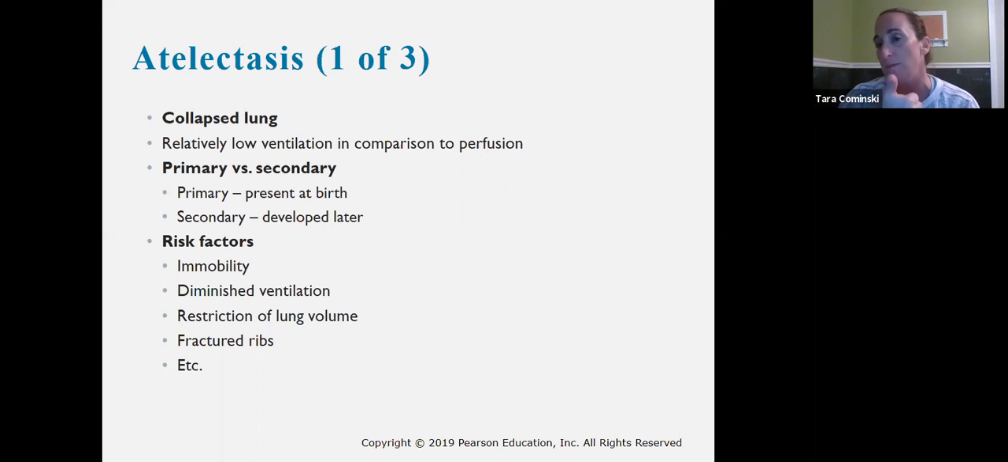You can have primary versus secondary. Primary, there could be a collapsed lung at birth. Secondary means it's going to develop later on. Some risk factors in general: immobility. If you have a patient that's completely immobile, they are at increased risk for a collapsed lung. Diminished ventilation in general is going to put somebody at increased risk as well. Restriction of lung volume, that's what we're talking about. Fractured ribs, and there are other examples as well.